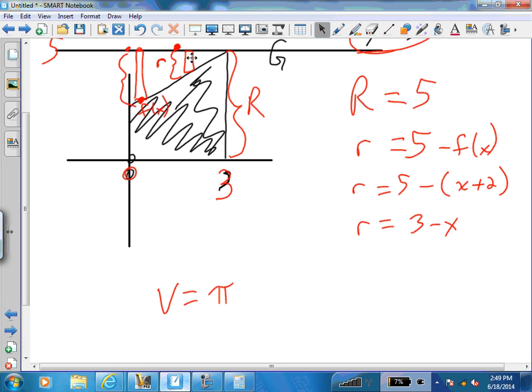Let's do another one. Let's use that same function, but let's change our axis and see how that affects our r.